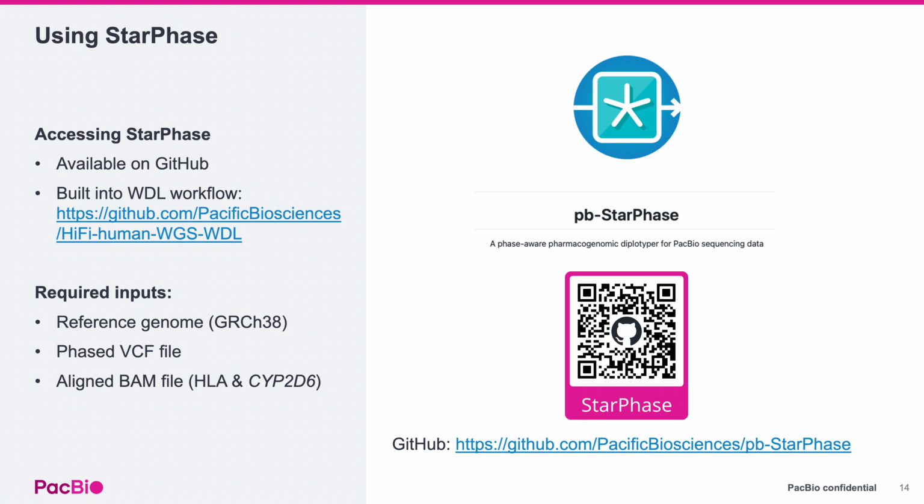The only inputs you need for StarPhase are your reference genome, a phased VCF file, and an aligned BAM file, all of which are typically generated by most secondary processing pipelines. The tool is available at the GitHub URL posted at the bottom of this slide.